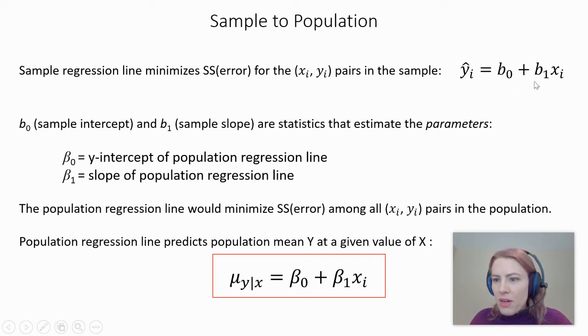Well, b0 and b1 are simply sample statistics then. They were fit using just the data in that one sample. However, they're going to serve as point estimates for the population parameters. So beta naught, the Greek version of b, is the y-intercept of the population regression line. And beta 1 is the slope of the population regression line.